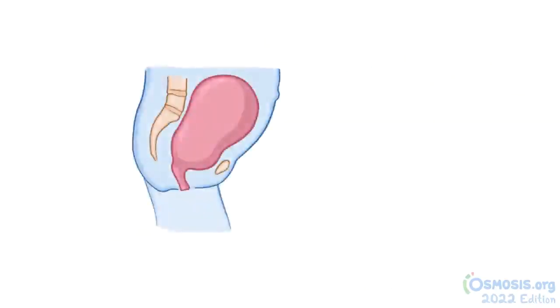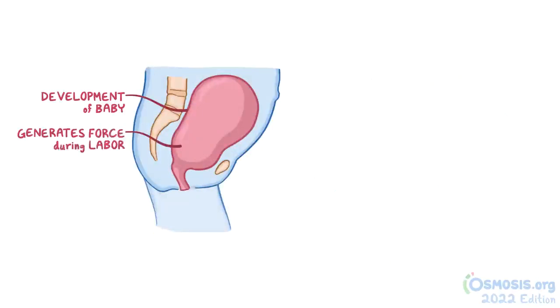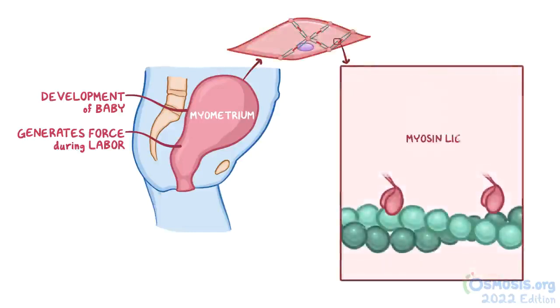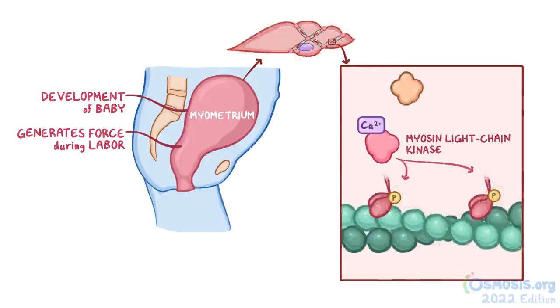So the uterus is a super important organ in the female body, because not only does it allow the development of the baby during pregnancy, but it also generates the force necessary to push out that tiny human during labor. This force results from the muscle contractions that take place in the middle layer of the uterus, the myometrium. The regulation of these muscle contractions happens at the cellular level, and it all comes down to the activity of myosin light chain kinase by calcium ions. This enzyme phosphorylates myosin, inducing muscle contraction. On the other hand, this enzyme can be turned off via phosphorylation by protein kinase A, which causes the muscles to relax.